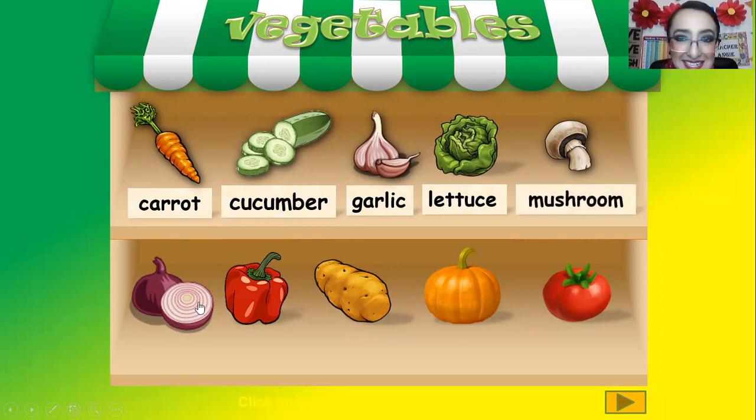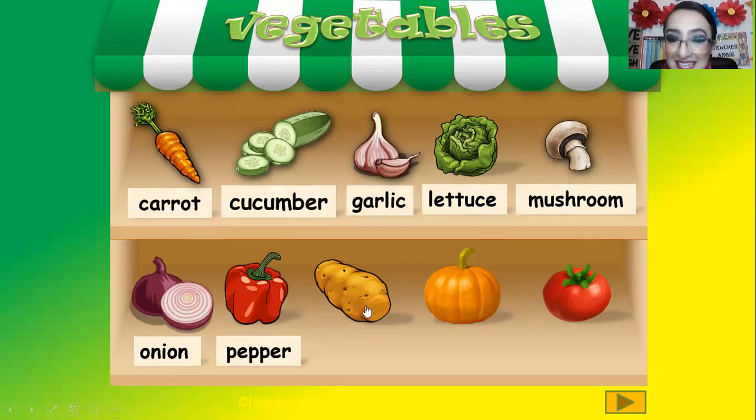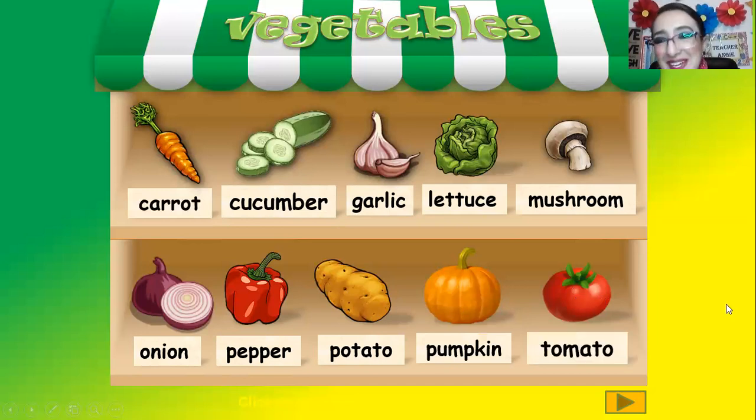What is this? Onion. What is this? Pepper, the big one, okay? And this? Potato. And this? Pumpkin. And this? Tomato. Excellent. Very well.